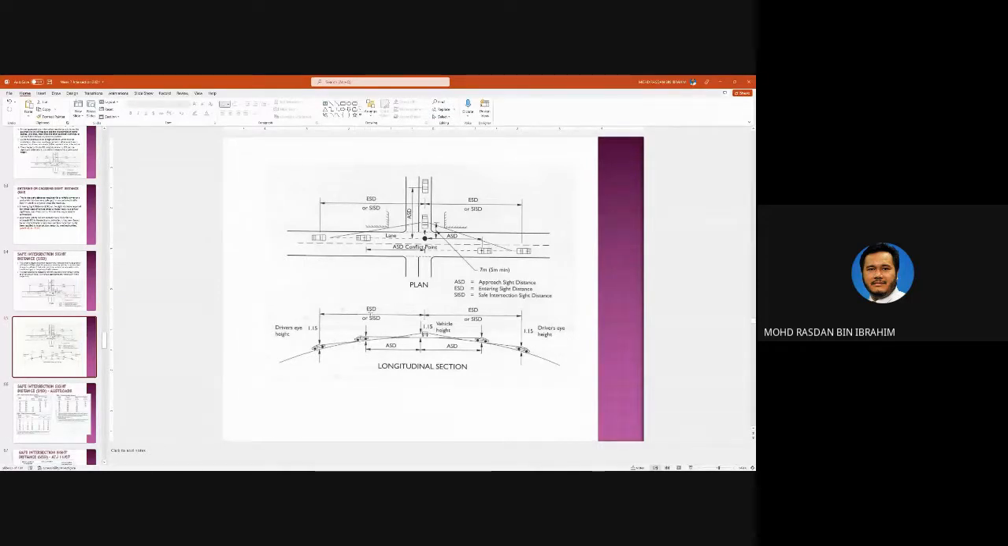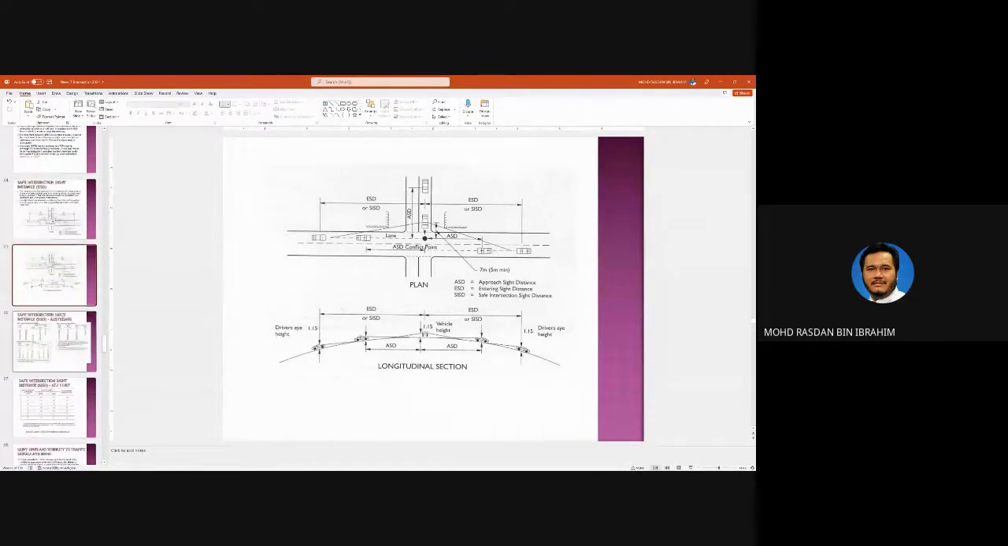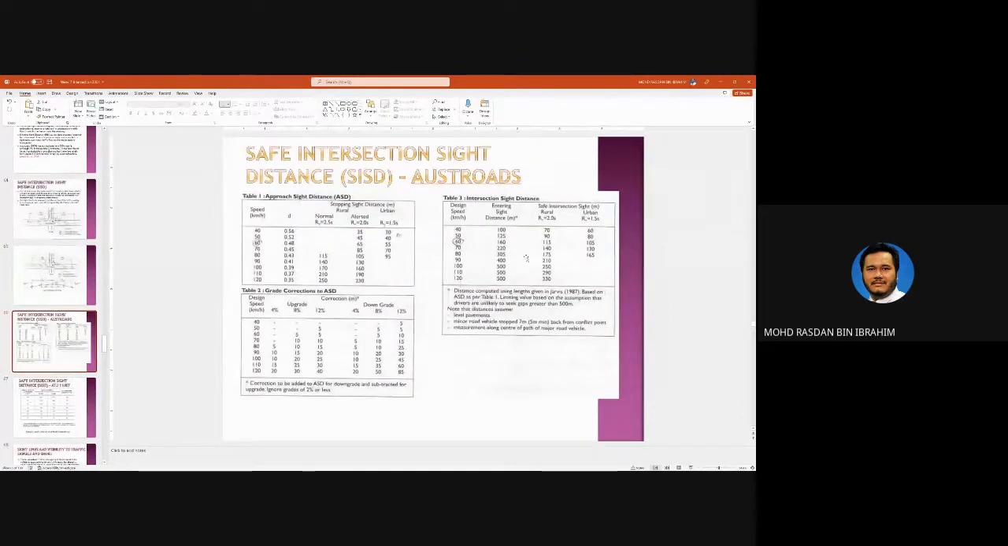Okay, so this is ESD, ASD, SISD, and this is ASD. So this is vehicle height, and the height here is 0. H2 here is 0. It must be because the driver should be able to see the road line painting on the surface of the pavement. So these are the values. Normally we'll just use this one. Intersection sight distance here, SISD, safe intersection sight distance.